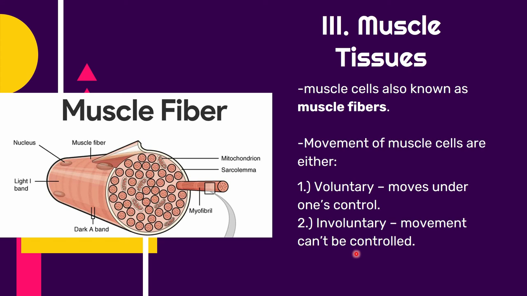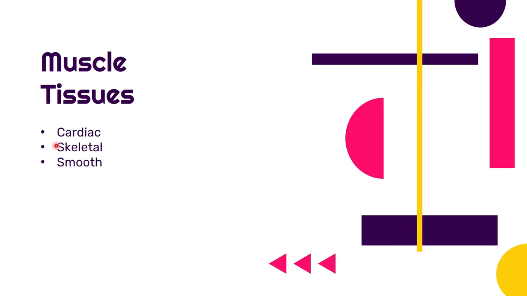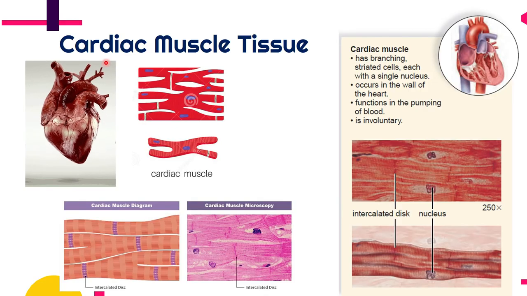Okay? So the muscle tissues are composed of three types: the cardiac, skeletal, and smooth. I know you have an idea of this from before. Okay? So let us get to know each type of muscle tissue. First we have the cardiac muscle tissue. The cardiac muscle tissue is only found where? It is only found in our organ called the heart.